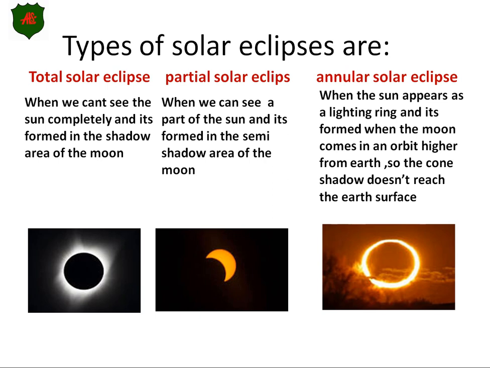What about the annular solar eclipse? The annular is a type of shadow which appears as a lighted ring. As you see, there is a lighted ring appearing here. And this only happens in a certain case, when the moon is in a higher orbit from the Earth, so the cone shadow doesn't reach the Earth. There's another type of shadow which appears here, not the real shadow one, and it's not important to know how it occurs, just to know that the annular solar eclipse happens, and it looks like a lighted ring. So actually we have three types: the total solar eclipse, the partial solar eclipse, and the annular solar eclipse.